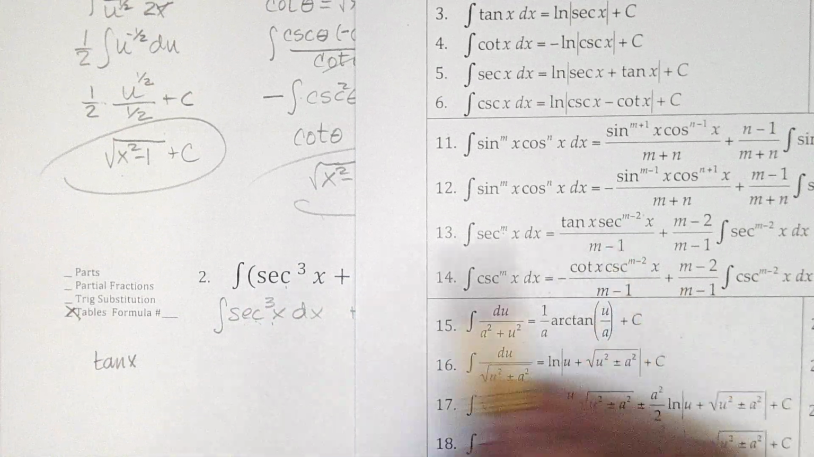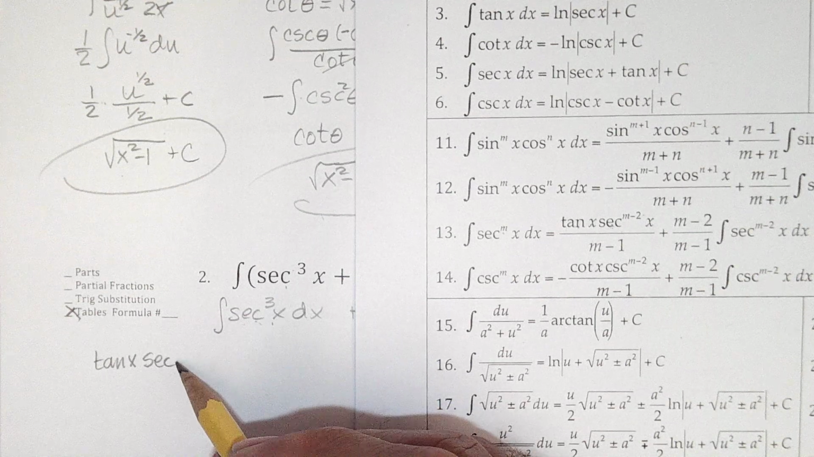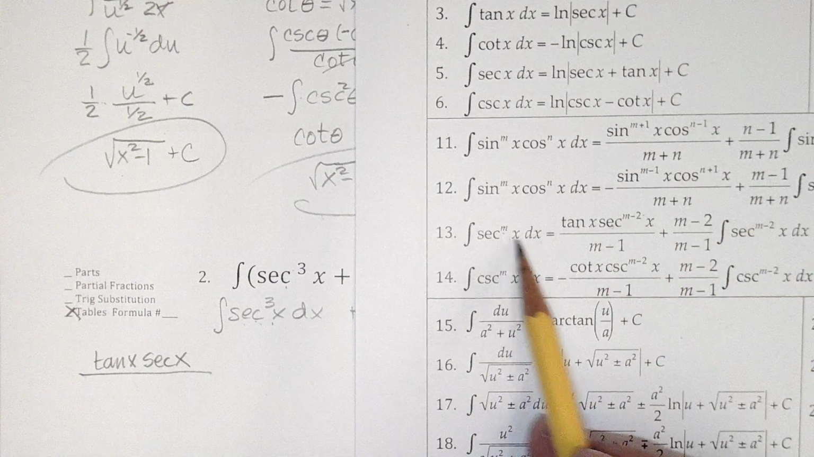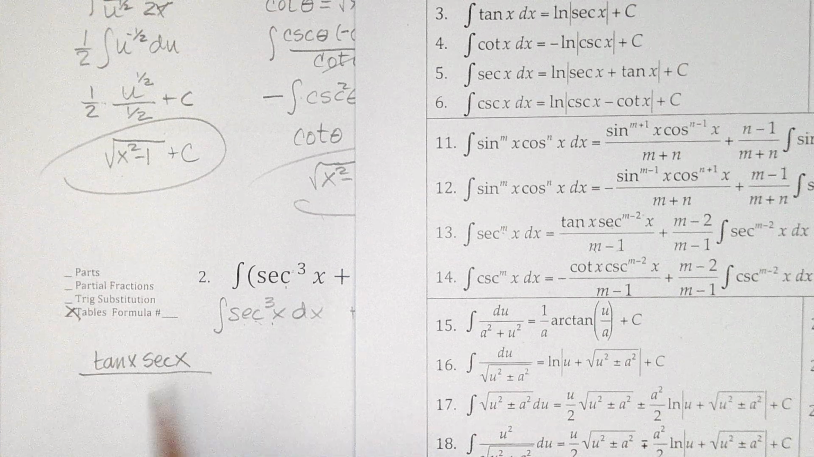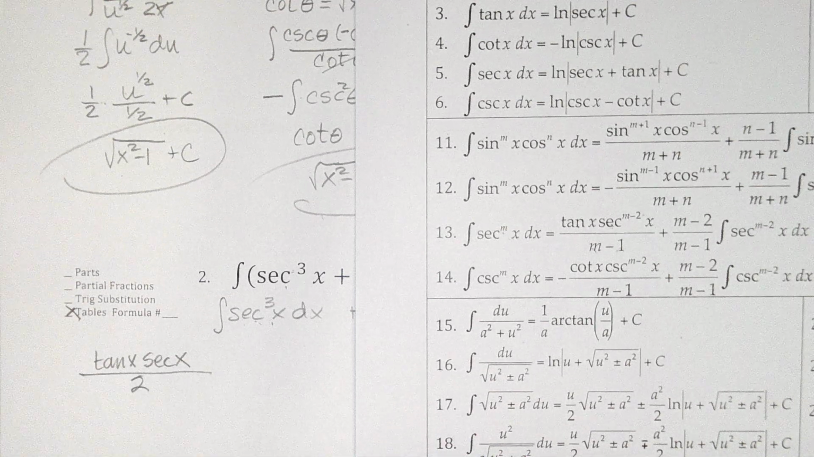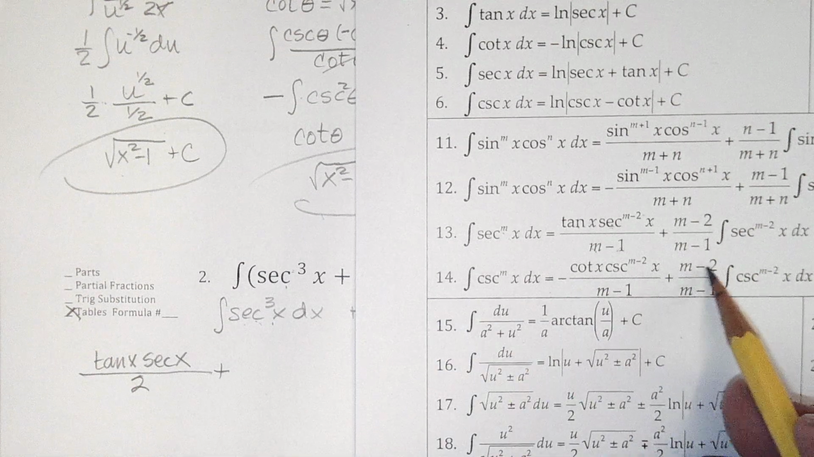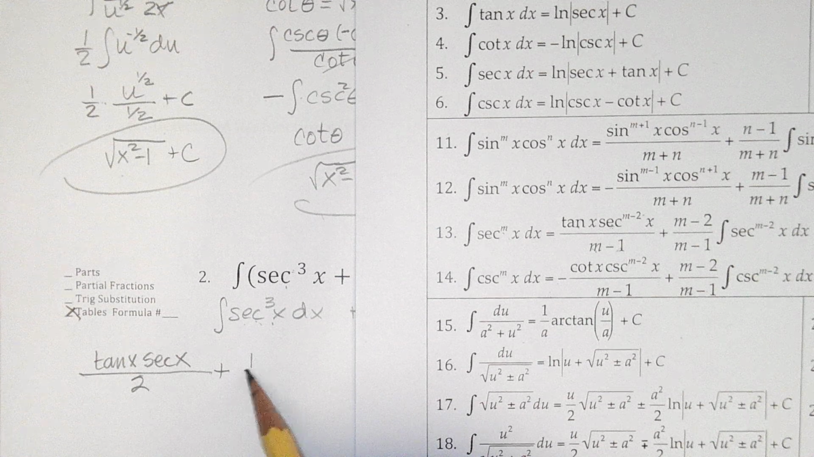2 less than 3, so it's 1 secant x over 3. m is 3, 3 minus 1 is 2, plus 3 minus 2 is 1, 3 minus 1 is 2, so 1/2.